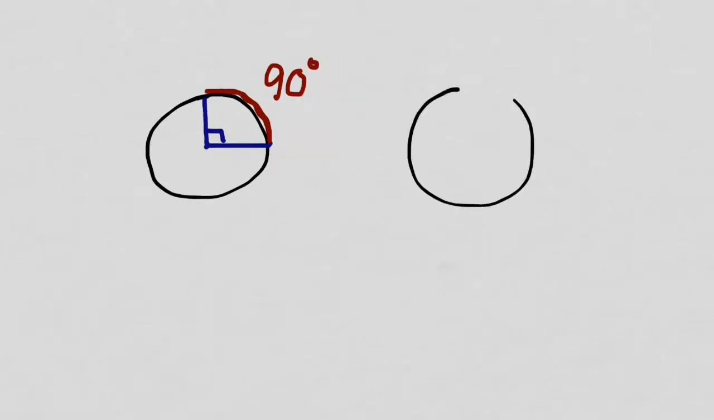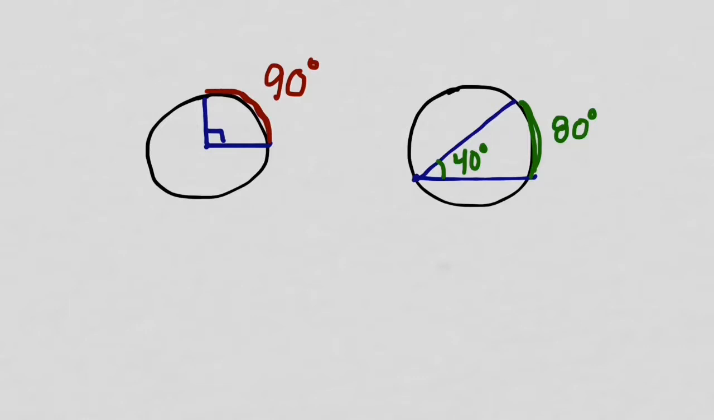Now, if there's an angle with a vertex on the edge of a circle, it's called an inscribed angle, and the measure of the subtended arc is going to be twice the measure of the angle. So if this is 40 degrees, the arc is going to be 80 degrees.